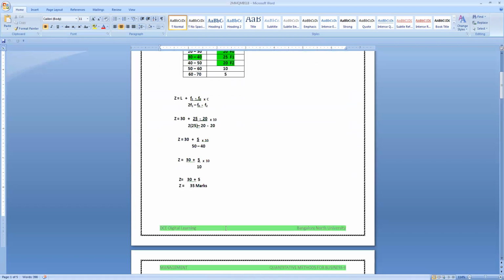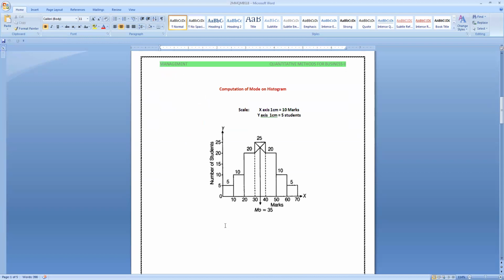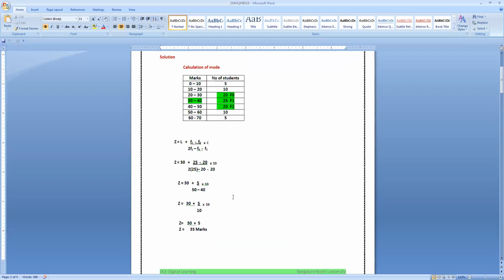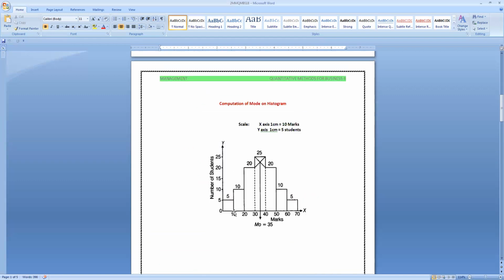Now let us see the first class interval. It is 0 to 10. The number of students is 5. Here we have to construct a rectangle for the histogram from 0 to 10, exactly with the height 5. The next one is from 10 to 20. Here they have given 10 students, so we mark one more rectangle of height 10. Then from 20 to 30 the rectangle is of 20 students. From 30 to 40 it is 25 students. From 40 to 50 again it is 10 students. From 50 to 60 it is 10 students, and from 60 to 70 it is 5 students.